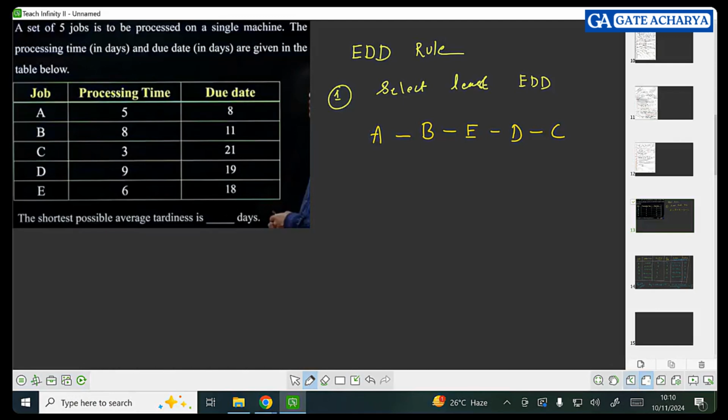Do you believe that it is a 2 marks GATE question? So yes, simple and easy like that. Okay. Now let us move forward. We'll solve one more question.